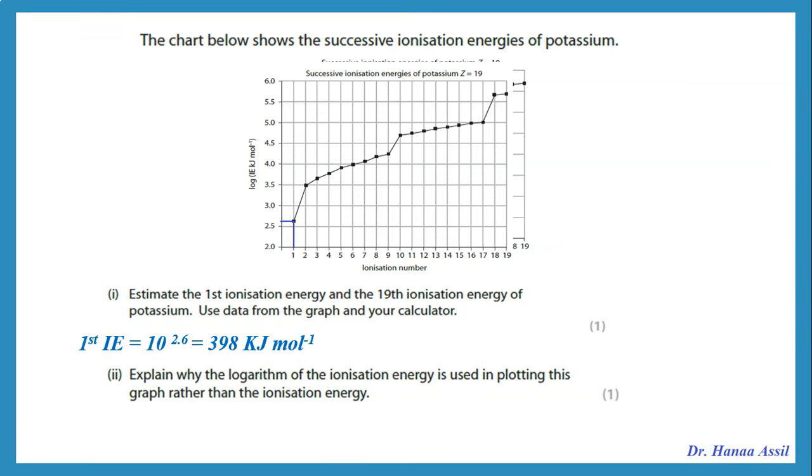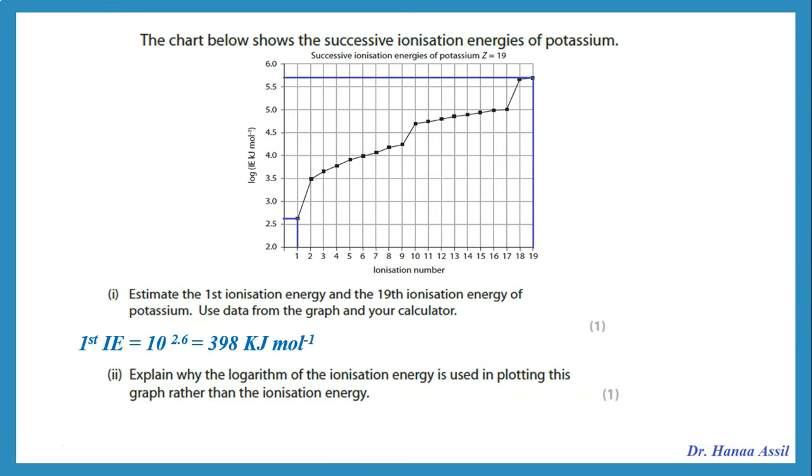So how do I get the ionization energy? It is 10 to the power of that. So 10 to the power of 2.6, that is the number. What about the 19th? Where is the 19th? It's about 5.7. But that is the log of the ionization energy, so the ionization energy itself will be 10 to the power of that, and that comes out to this number.